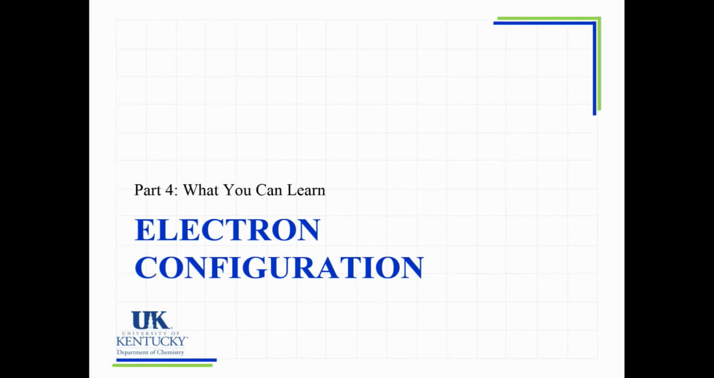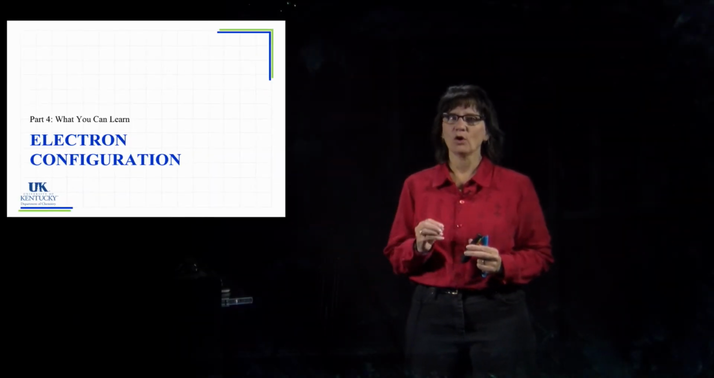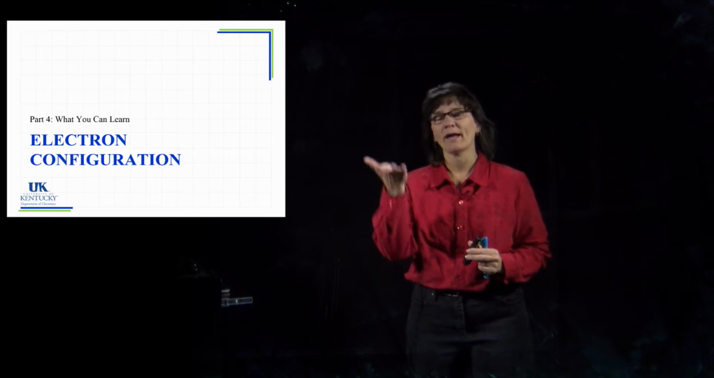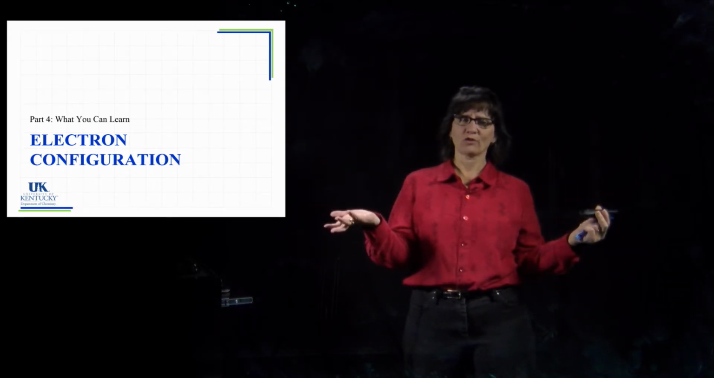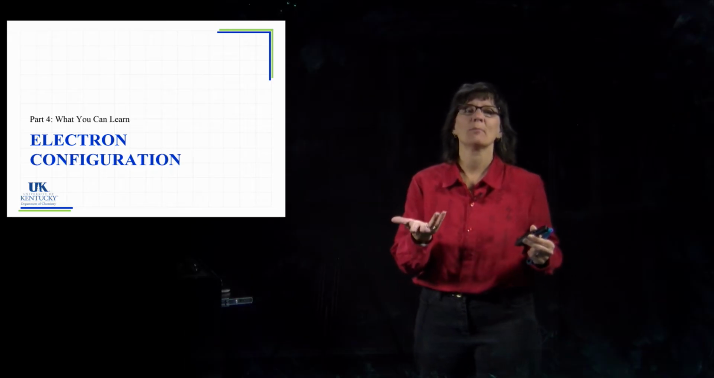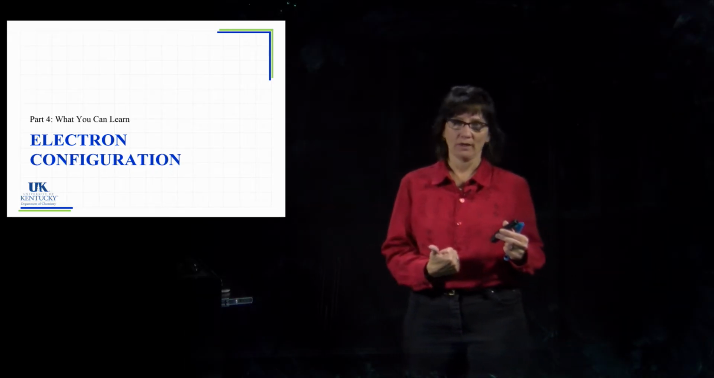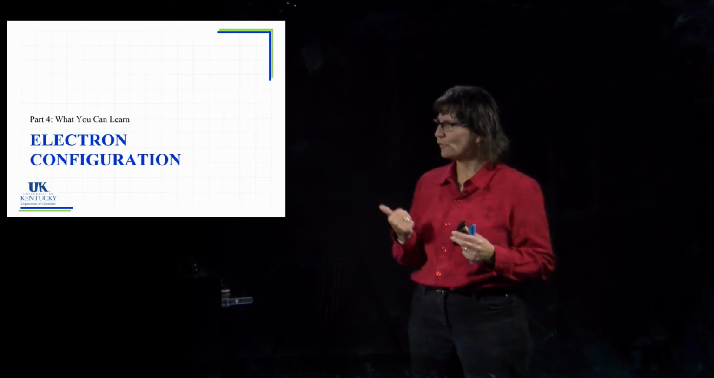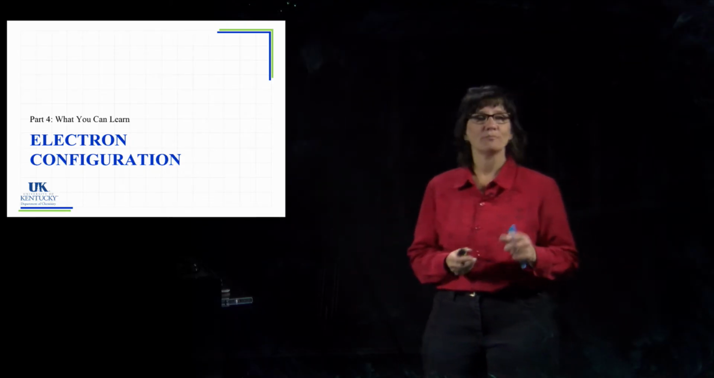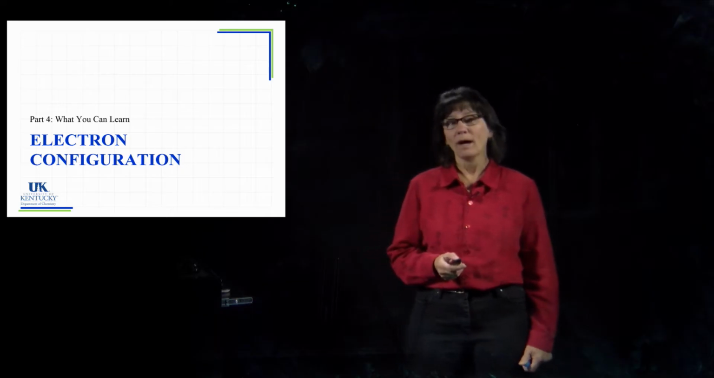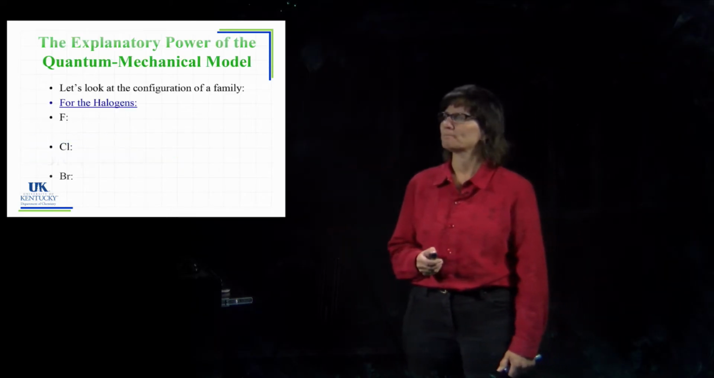Now that we can do electron configurations for any element on the periodic table, our next goal is to learn something. Because we know how to do an electron configuration, it's a silly exercise just to say, well, this is where the electrons are, if you can't know anything about the element by knowing where the electrons are. So this part 4 of electron configurations is: what can we learn about an element by knowing its electron configuration?